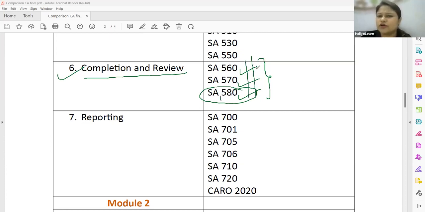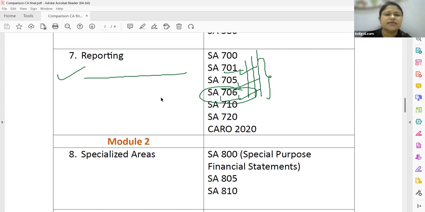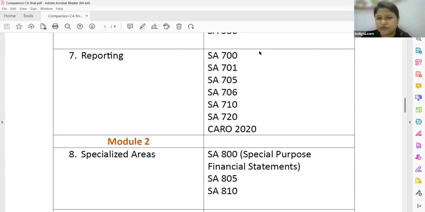So exactly where these are going to be applicable is this chapter of completion and review, which according to me is something which a student really requires to know. So 560, 570, and 580. All right. Then reporting, where again, there's not going to be any change included, obviously.